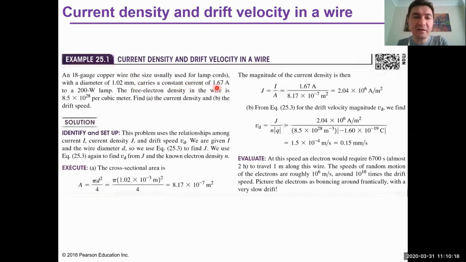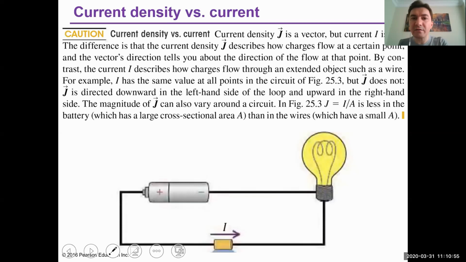This carries a constant current of 1.67 amp to a 200 watt lamp. The free electron density in the wire is 8.5 times 10 to power 28 per cubic meter. What is free electron density in the wire? Copper is metal. So in metals, the charge carriers are electrons, right? Free electrons. The free electron density means the number of electrons in unit volume, namely this number here, N, okay? It is also called the free electron density, okay?